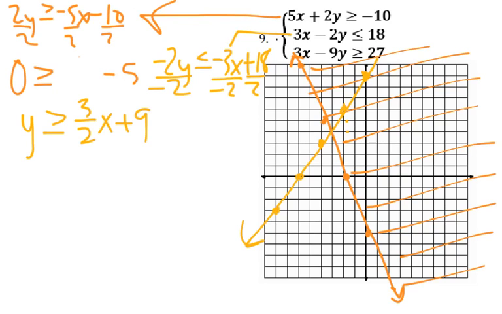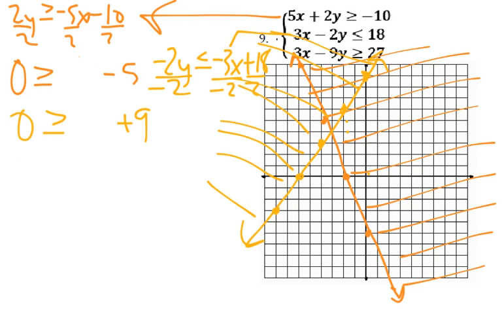Draw our solid line, pick our test point 0, 0. So that would make this 0, and that would eliminate to be 0. Is 0 greater than 9? Nope, so we shade over here. So we can see where these two overlap, but we need one more equation.